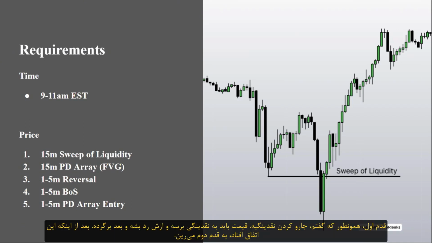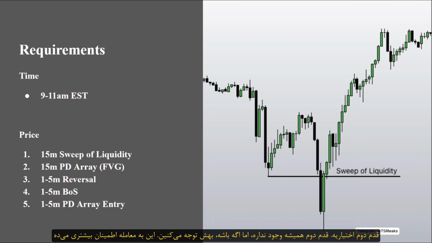The first step, as I've stated, is a sweep of liquidity. Price to go to liquidity and through it before reversing. Then, once that occurs, you move on to step 2. Step 2 is optional. Step 2 is not always there, but if it's there, you take it into account. It adds more confluence to the trade.